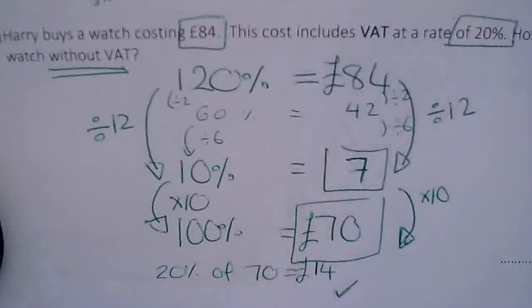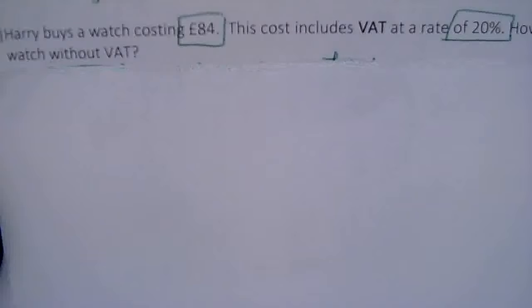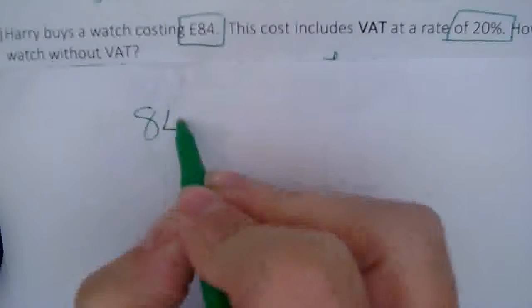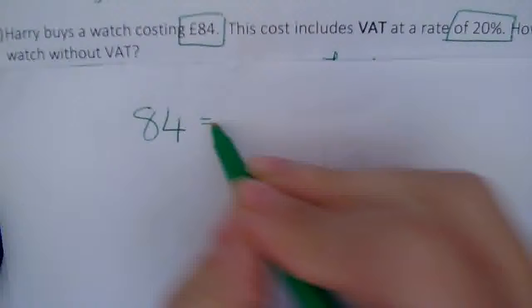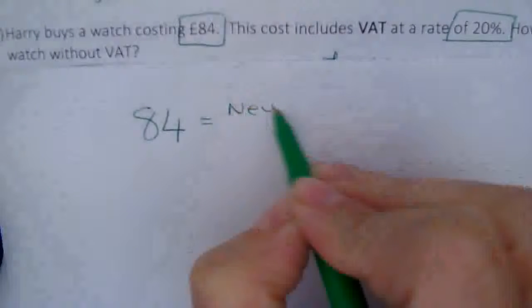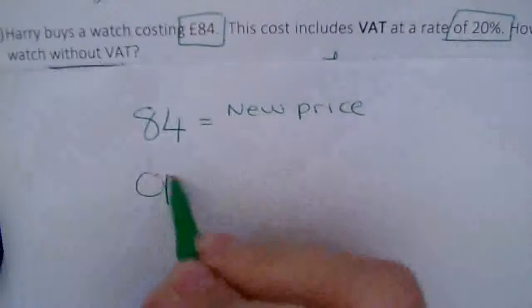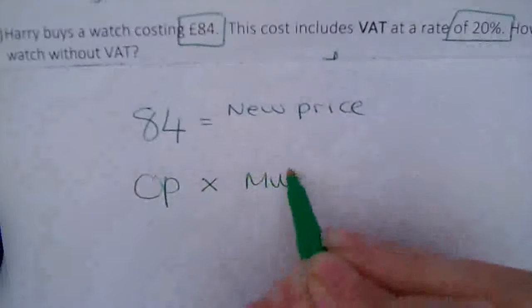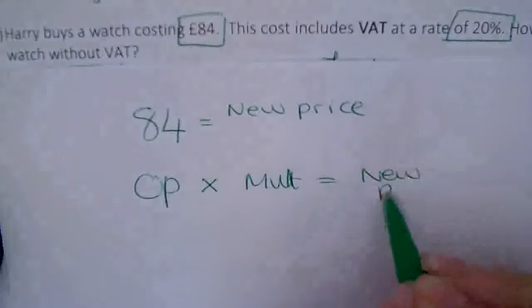That is, let's say, option 1, and like I said, different methods can be used, so we'll have a quick look at the second option. So same principles. If you've got £84, that's what we call the new price, because that's when it's got the VAT added on. So we've got an old price, which we don't know, times the multiplier, and this is depending on how good you are with the multiplier, gives you the new price.